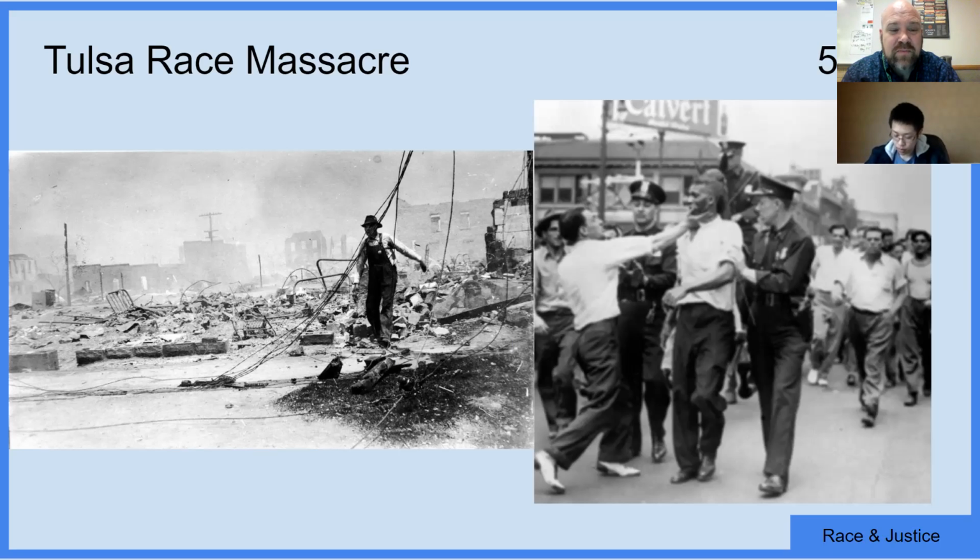Well, this produces a backlash. Whites show up with guns at the Capitol, at the city hall, right? But a larger group of whites go into the black neighborhoods and start lighting all the houses on fire. They start to burn the entire city down. They start to rape and murder their way through Black Wall Street.